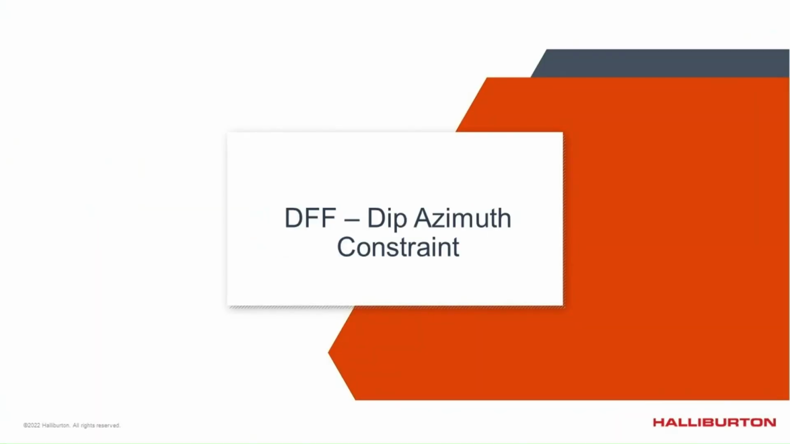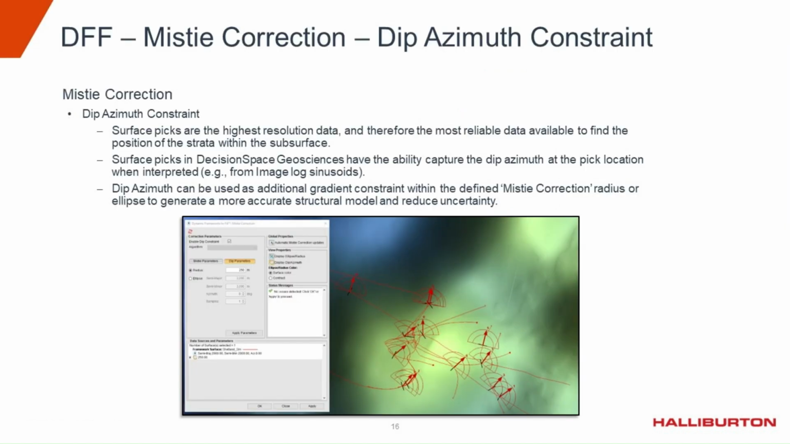Here we can talk about some updates to mistie correction in 10ep.5.4. Let's start with the addition of surface pick dip azimuth constraint. As stated previously in the presentation, surface picks are one of the highest resolution data objects available to determine a framework surface's depth position. In 5.4, surface pick dip azimuth values, captured at the point of pick interpretation using tools such as image log sinusoids, can be used as an additional variable in the mistie correction algorithm.